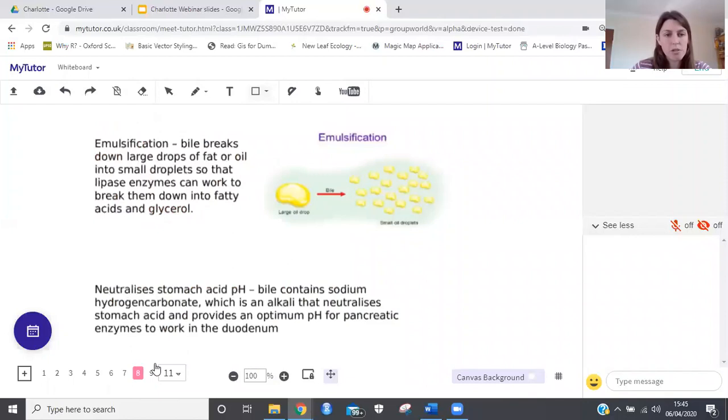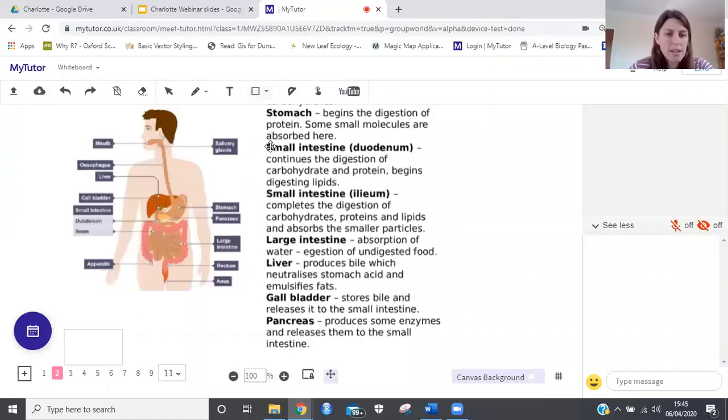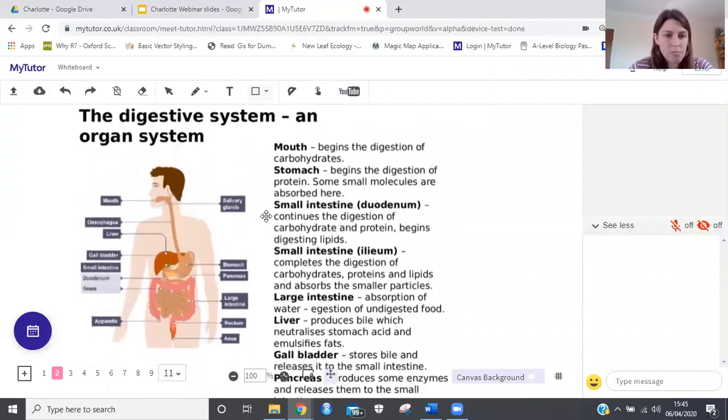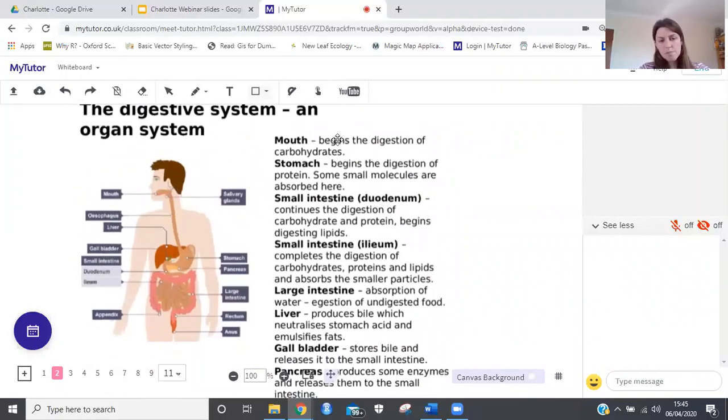Okay, next I've got a past paper question, but I think what we might do is just have a quick look back at this diagram of the digestive system and have a look at it again, knowing what we know now about enzymes and how they're working.